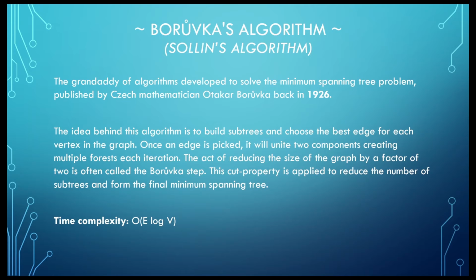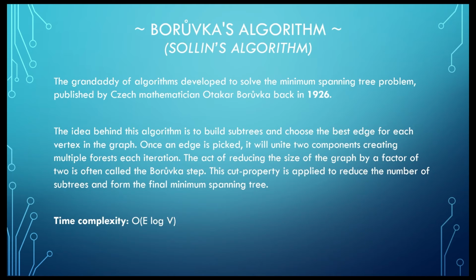Boruvka's algorithm, the granddaddy of algorithms developed to solve the minimum spanning tree problem, was published by Czech mathematician Otakar Boruvka back in 1926. The idea behind this algorithm is to build subtrees and choose the best edge for each vertex in the graph. Once an edge is picked, it will unite two components, creating multiple forests each iteration.